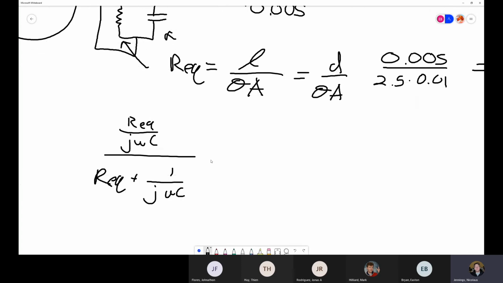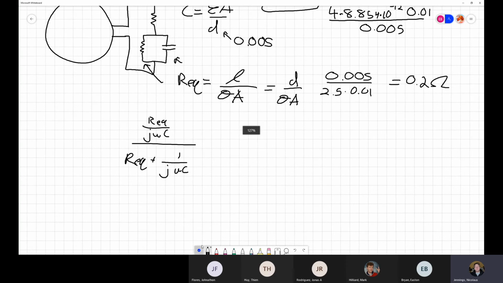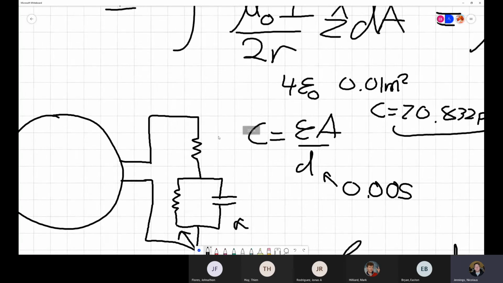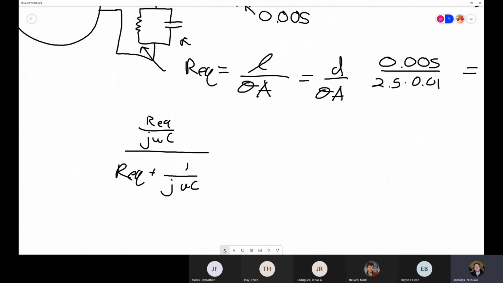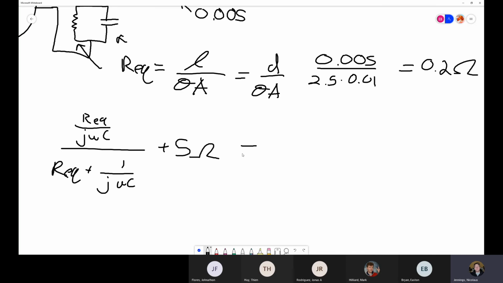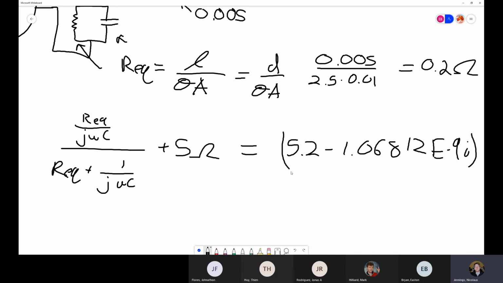Okay. Then what we'll do is we'll add the 5 ohm resistance that's given in the problem. So it tells you this is right here 5 ohms. Just part of the connection in to the loop. So this is plus 5 ohms. We then find out that the impedance is equivalent to 5.2 minus 1.06812 e minus 9 i. And this is all ohms, of course.